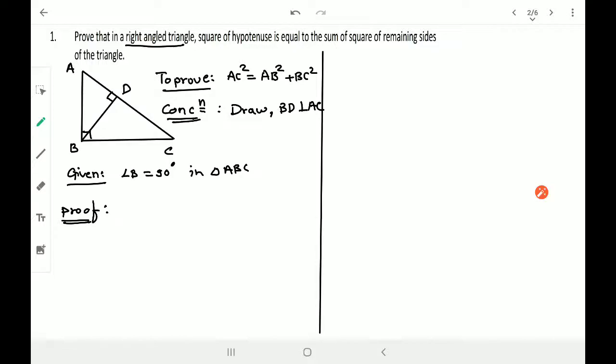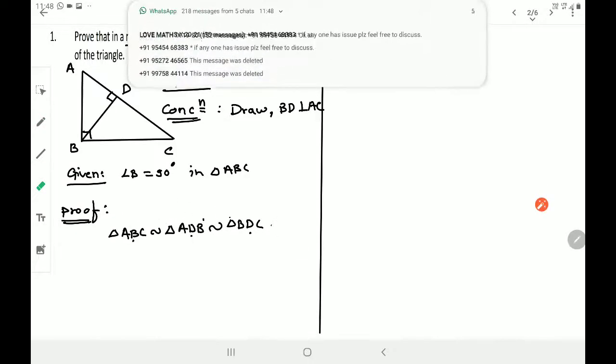There is a way of writing the correspondence, so that also I am going to show you. First of all, take a mother triangle, ABC is similar to triangle. Start from the first letter for the smaller triangle, so it is triangle ADB, and now start from the last letter for the next triangle. It is BDC, and always keep 90 degree at the center. So this is the way how you can consider the similarity. That's it, nothing else.